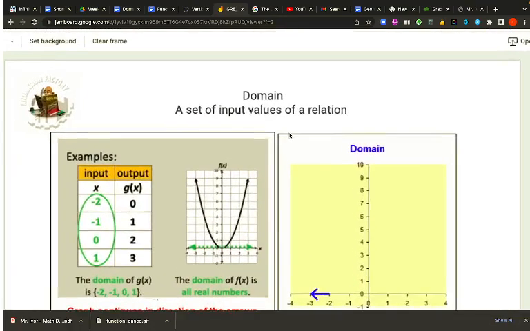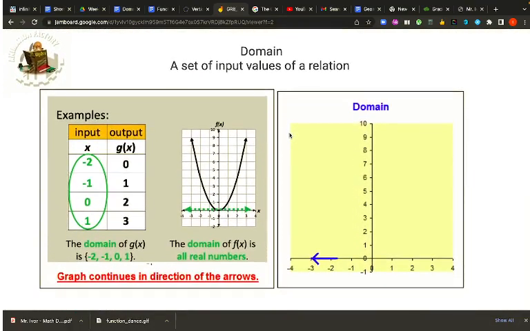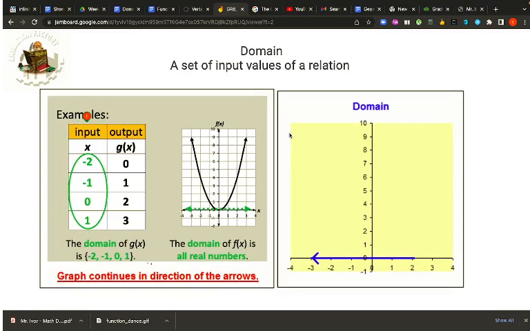So first of all, let's look at what is meant by domain. Domain is basically the set of input values of a relation, and what that means in simple terms is just the x values. So if I give you a table with two columns, an input column where we put all the x's, and an output column where we put all the output values, when we talk about the domain, we're just talking about the input values, the x values.